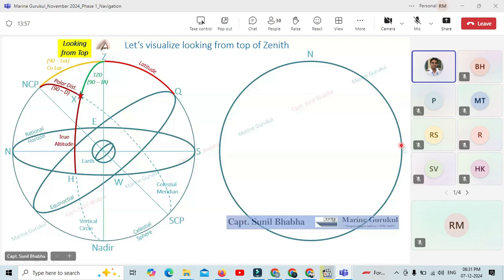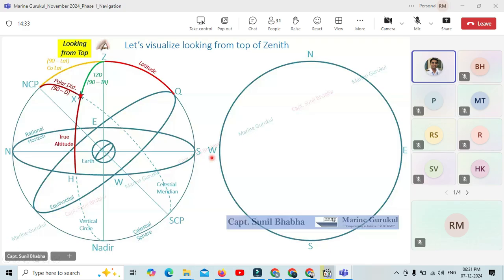And if you go exactly opposite to where the north point is, you will have the south point represented by S in our rational horizon diagram. And if you go 90 degrees to the left of north, you will have the west point represented by W here. So all these 4 points, N, E, S, W, are represented on the plane of the rational horizon.